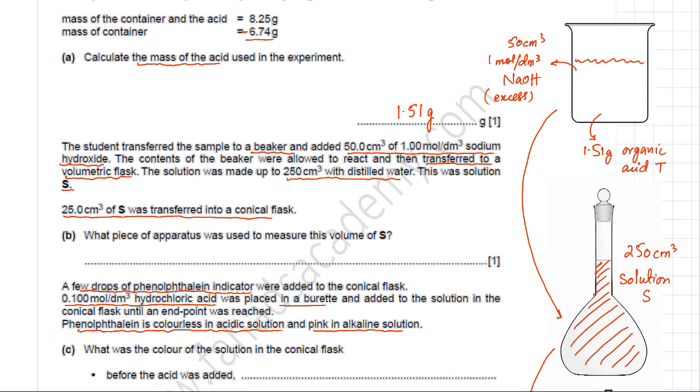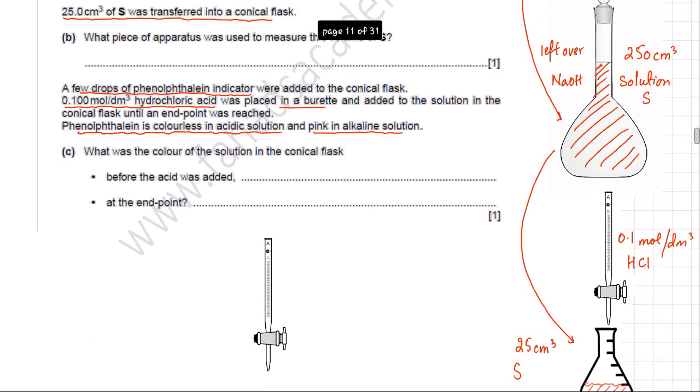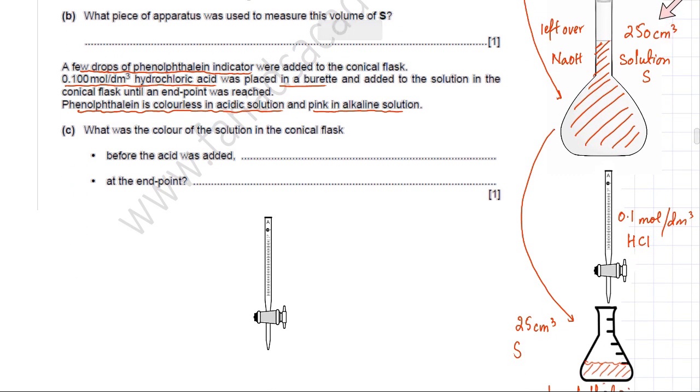So this volumetric flask would also contain the leftover NaOH. So it's going to contain the salt plus the leftover NaOH that was produced in the previous reaction, and you ended up making a solution which had a volume of 250 cm cube by adding distilled water. So this solution contains the leftover NaOH from the previous reaction, and then 25 cm cube of S was transferred into a flask.